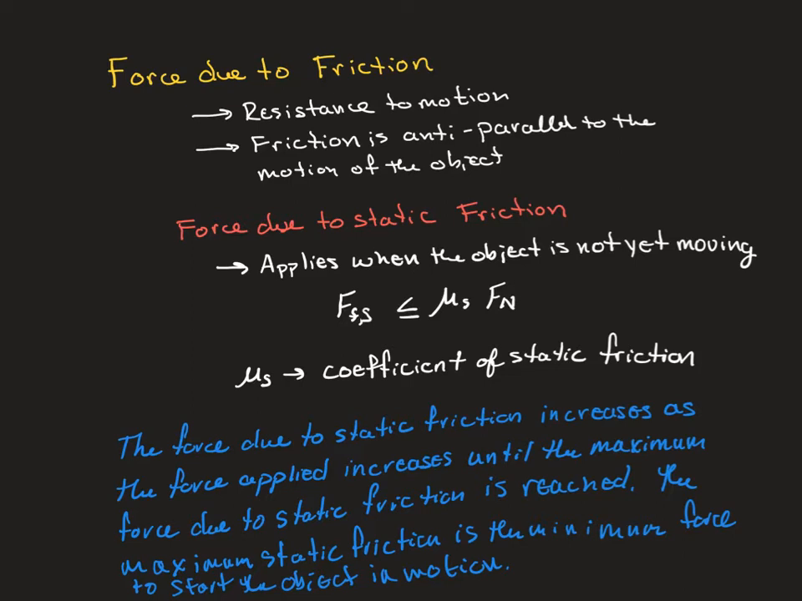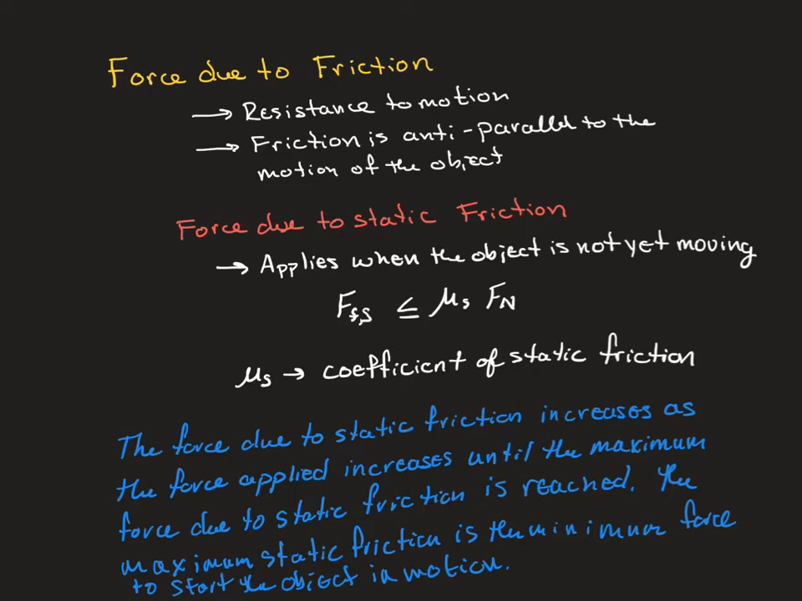Now there are some scenarios where the force due to friction and the motion of the object are in the same direction, but we're going to deal here only with situations where the friction is anti-parallel to the motion of the object. So it's going to oppose the motion of the object. As the object is trying to move forward in the positive x, the friction will be in the negative x. If the object is trying to move up a wall, the friction from the wall on the object is going to be in the negative y direction. So in the scenarios we're discussing, the friction is always going to be in the opposite direction of the way the object is actually moving or is trying to move.